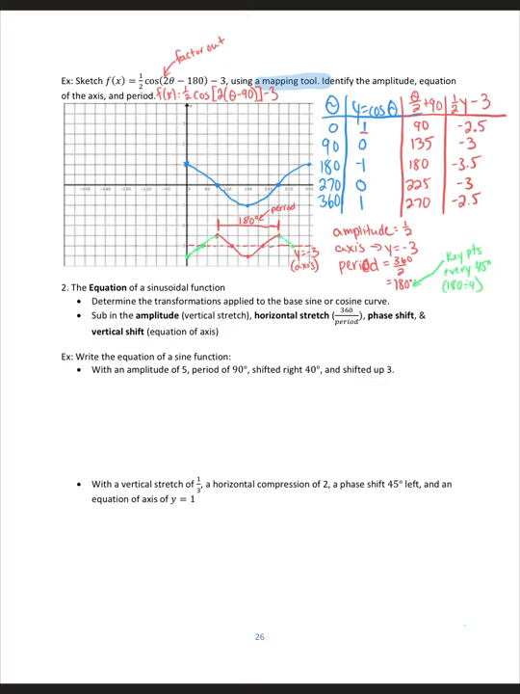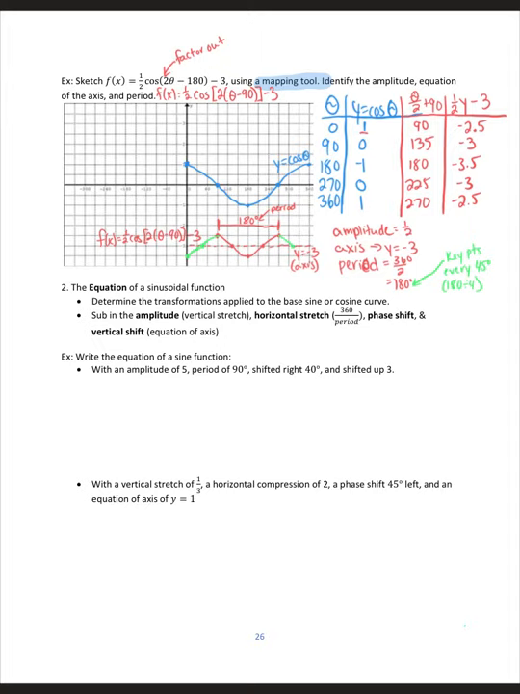Okay, great. And then let's just label that so that we know that this one is f of x equals 1/2 cos of (2 theta minus 90) minus 3. And this one up here was our base function for cosine.